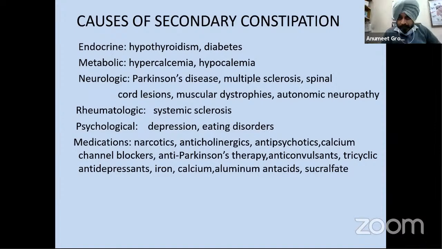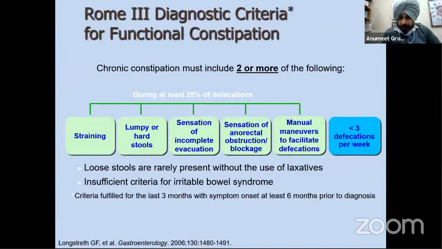How do we define functional constipation? Because it doesn't have any biological markers, we define it by the Rome 3 diagnostic criteria. That is, chronic constipation must include 2 or more of the following features.